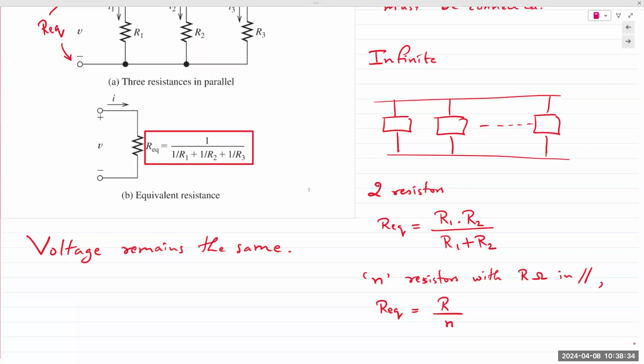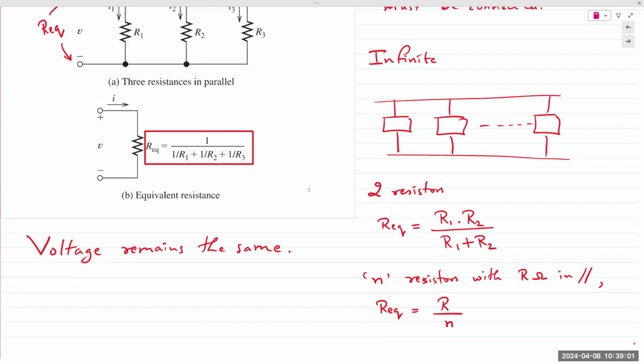100 resistors, all connected in parallel with the exact same value. Let's say 1,000 ohm, 1 kilo ohm resistors. 100 of them connected in parallel would simply be 1,000 divided by 100. You can calculate. But that's another tip. If you have N resistors all connected in parallel with the same value, it's R divided by N.